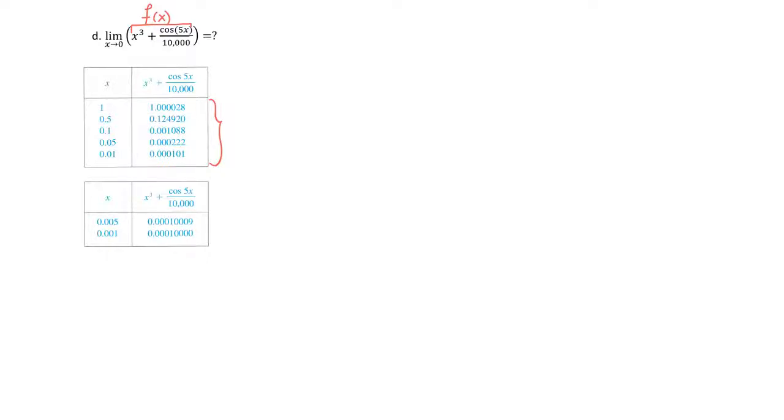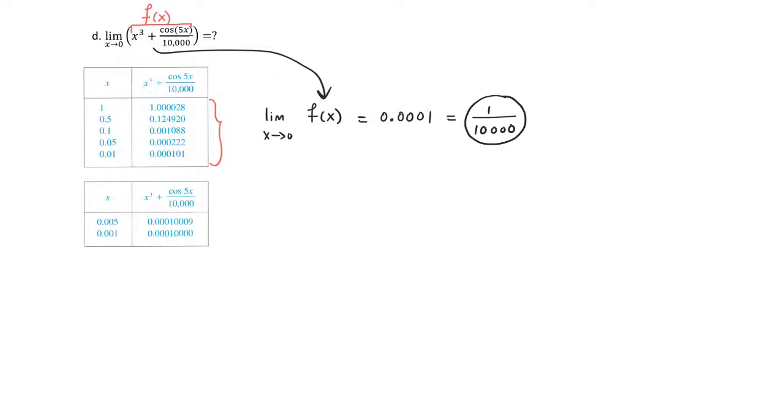So it will be more accurate to conclude that the limit as x approaches 0 of f of x, again this function right here, is going to be equal to 0.0001. In other words, that will be 1 over 10,000. Okay, so then this seems to be the value of the limit.